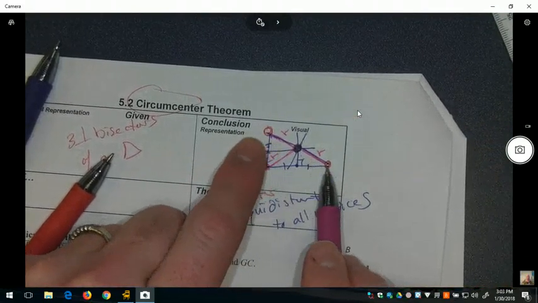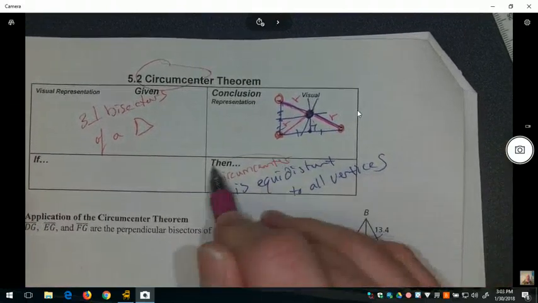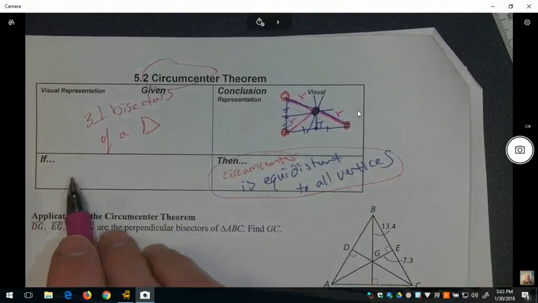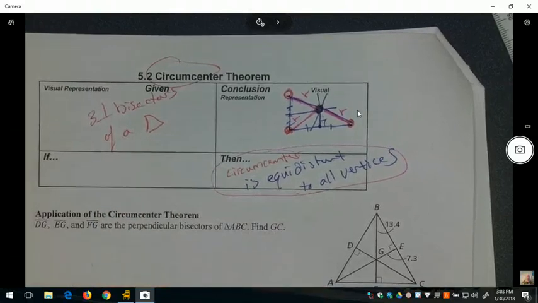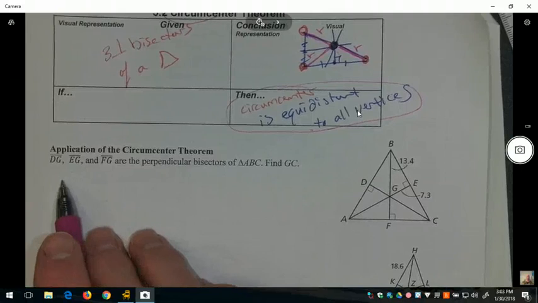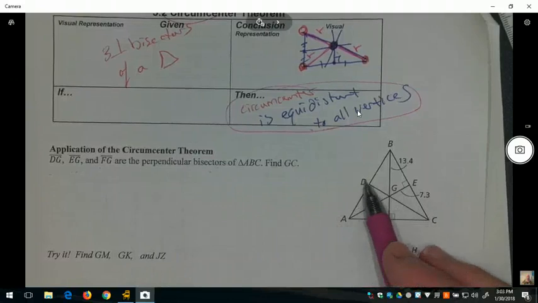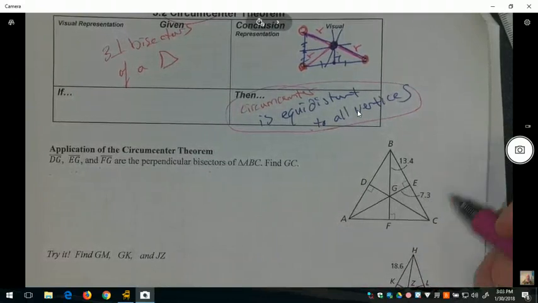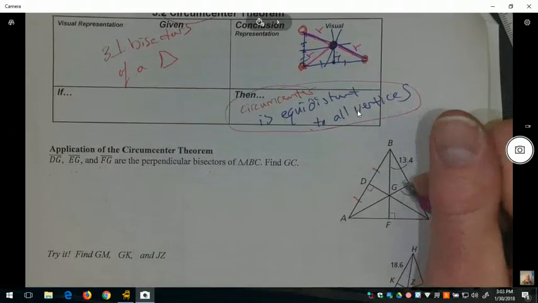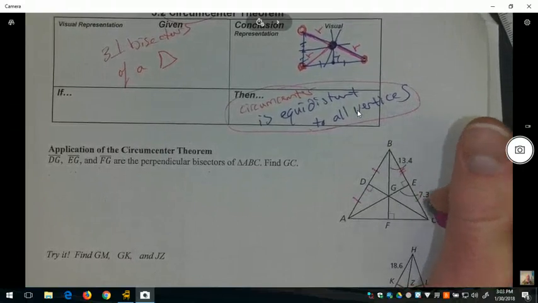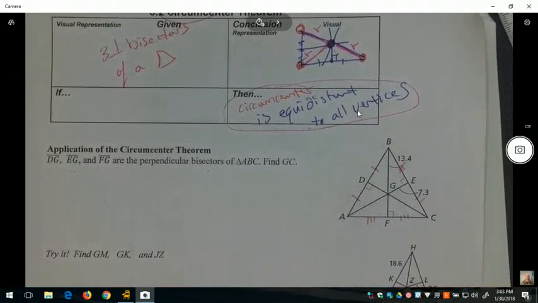Now, it's not always going to look like it falls on that side. That only works for the right triangle. But that's what it says, that the circumcenter is equidistant to the vertices. So if we have a center, the circumcenter, formed by 3 perpendicular bisectors, then that center is equidistant to the vertices. So looking at the application of the circumcenter theorem, DE, EG, and FG are all perpendicular bisectors. There's DG. So this has been bisected. EG, that's it. That's been bisected and is perpendicular. And FG. So these have been bisected and perpendicular.